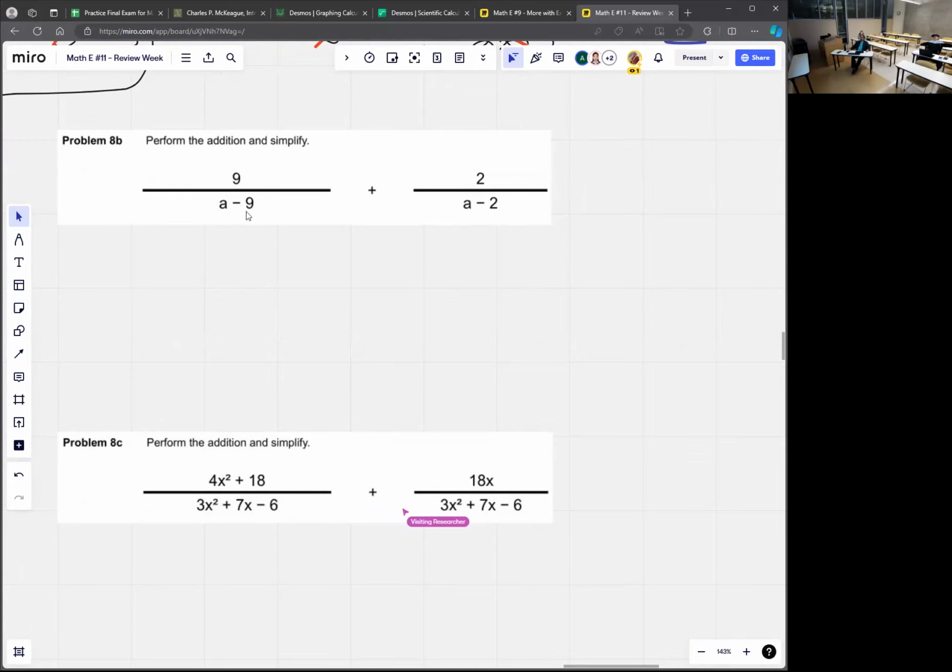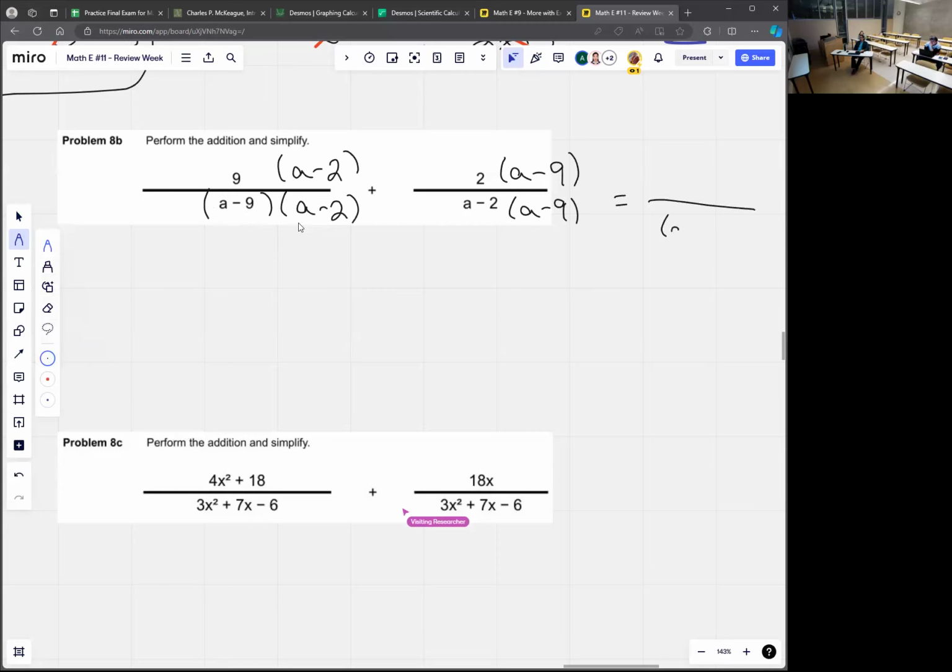Okay, perform the addition and simplify. So remember to brute force, multiply by each other, find the common denominator. This one is missing the a minus 2. If I do it on the bottom, I have to do it on the top. This one is missing the a minus 9 on the bottom. If I do it on the bottom, I have to do it on the top. And then I would get something over a minus 2, a minus 9. You could figure out what that is and then probably some reducing or whatever.